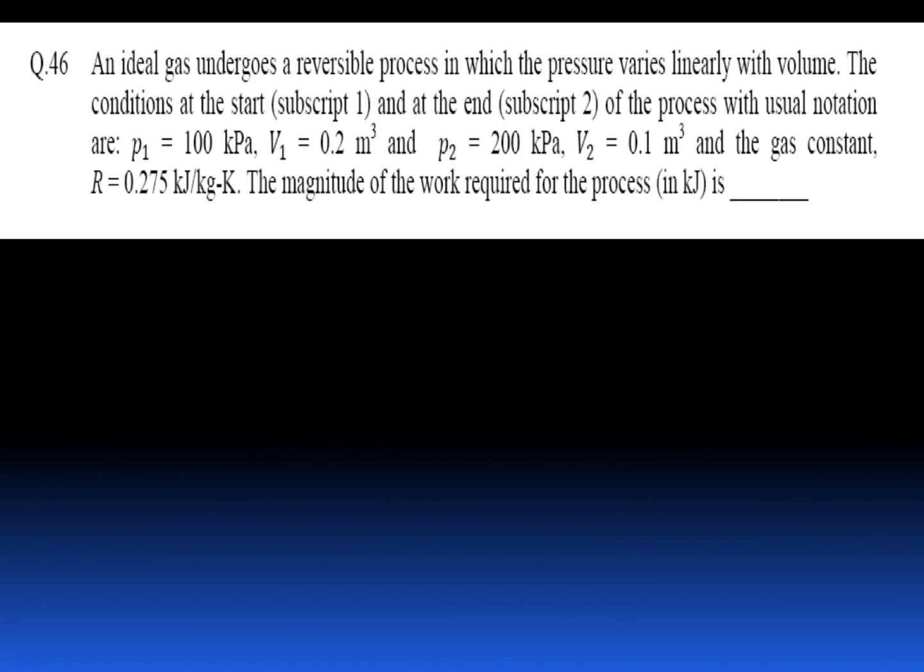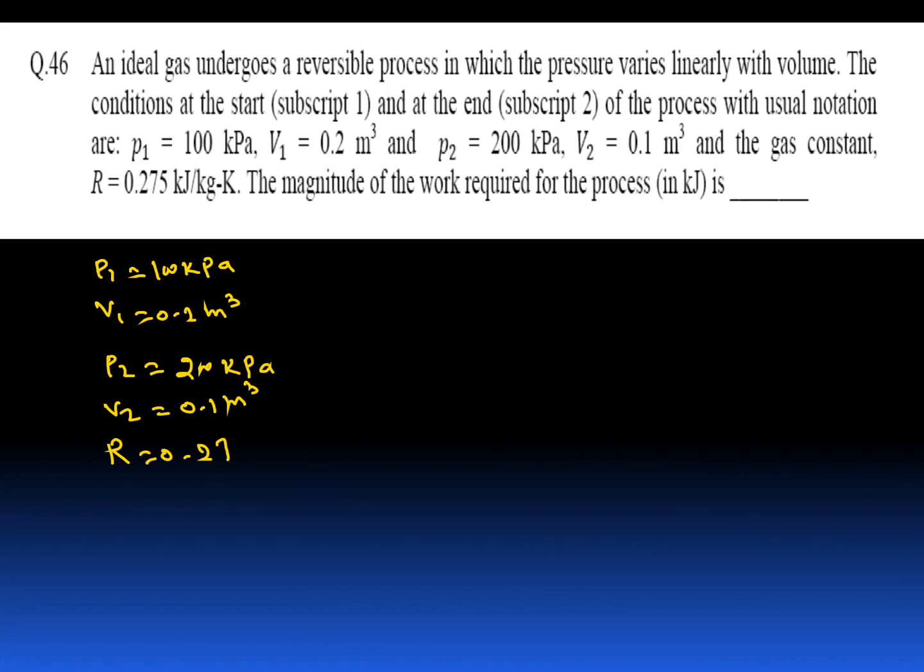So data given: P1 equal to 100 kilopascal, V1 equal to 0.2 meter cube, P2 200 kilopascal, V2 0.1 meter cube, R value 0.275 kilojoule per kg Kelvin. Linear relation, so PV diagram we will draw. We have to calculate work done, work required.